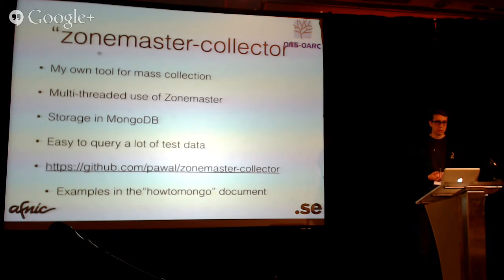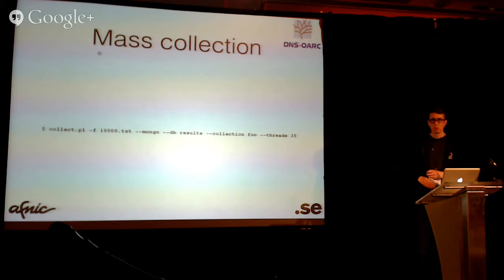I wrote my own little tool called SoMaster Collector, which is a batch script for doing mass collection of test results. It's multi-threaded, so you can test a lot of domains in a small time frame. You can store the test results in the file system or in the MongoDB database. And this gives you a very easy way to actually analyze the results. There are many examples I've listed in my code here, if you want to test it. So to start a mass collection of lots of domains, just start collecting and store it in the Mongo database.